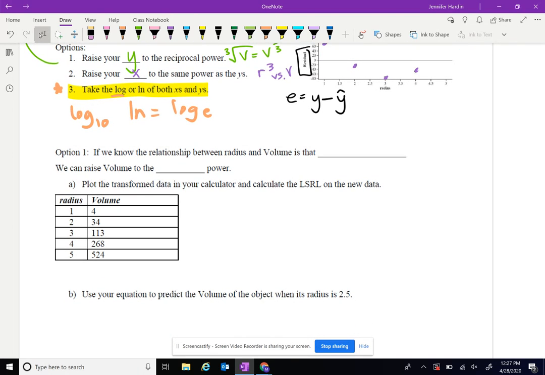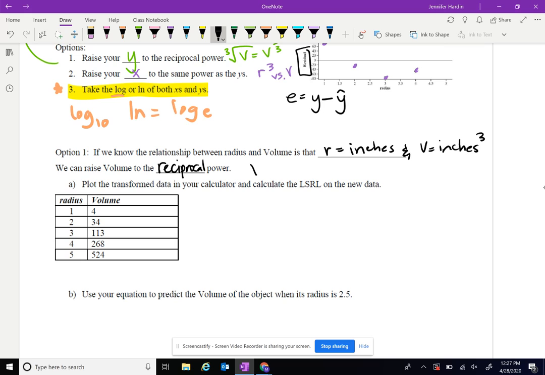All right, so if we know the relationship between radius and volume is that, like I said before, if our radius is in inches and volume is in inches cubed, if you know that power, we can raise the volume to the reciprocal power.